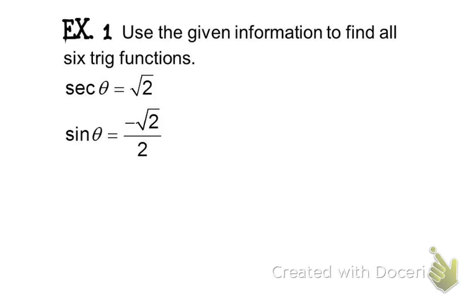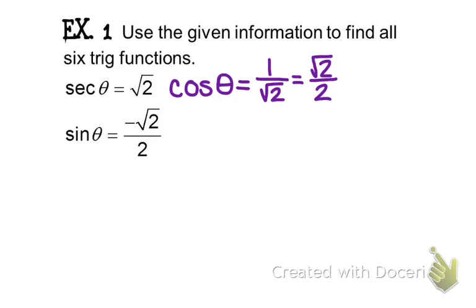So if the secant is square root of 2, then I know its reciprocal, cosine. So to get the cosine, I'm going to take the secant value and flip it. So square root of 2 is the same as square root of 2 over 1. So when I flip that over, that becomes 1 over the square root of 2. I can't leave a square root in the bottom, so I'd have to multiply top and bottom times the square root of 2 and simplify, and that will give you square root of 2 over 2. So the cosine of this angle is square root of 2 over 2.